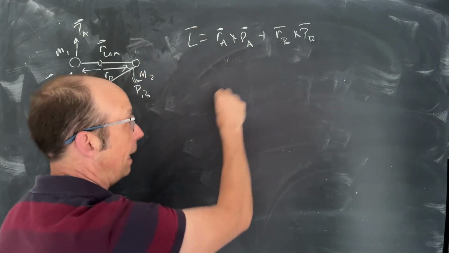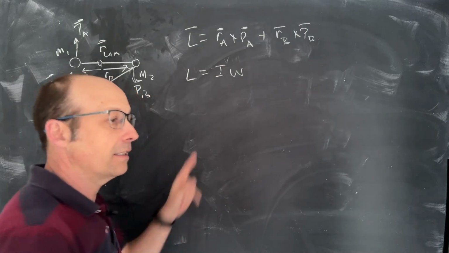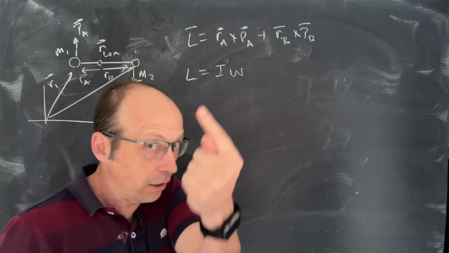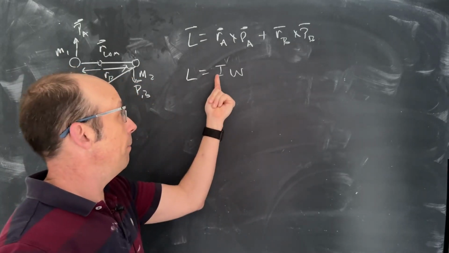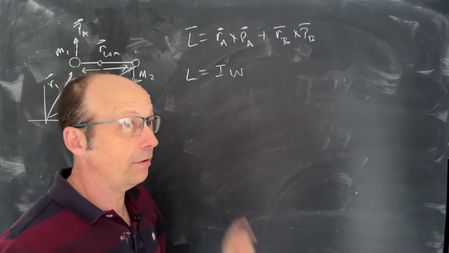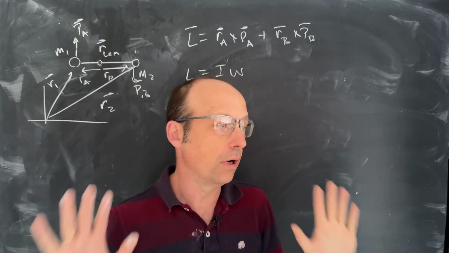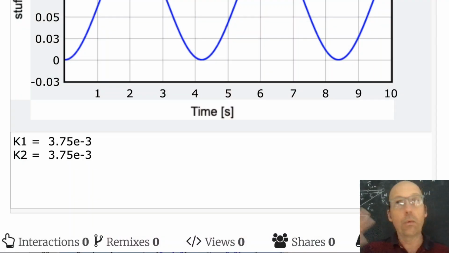I can treat them as point masses, or I can say L is I omega. Now, in this case, I'm writing that as a scalar because my angular velocity was a scalar. I is a scalar. I'm just going to write it as that. So let's calculate both these ways and see if they're the same thing. We could plot them if we wanted to, but we don't need to. I'm just going to calculate them. We could assume that they're constant over time. They are indeed.